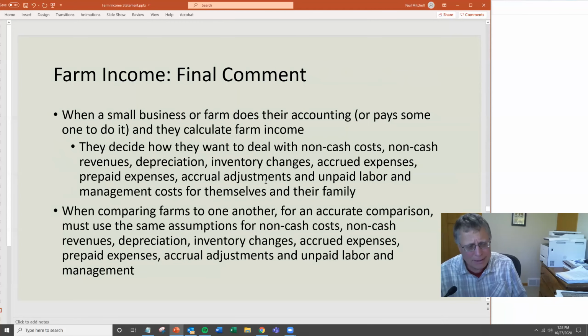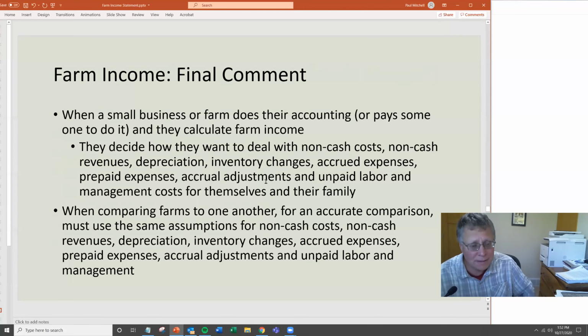The last comment I'd like to make is that any small business, any farm that does their accounting, or more likely pays someone to do it for them, is going to calculate their farm income. They're going to do it for taxes, but they're going to have to decide how to deal with these non-cash costs and non-cash revenues, things like depreciation, inventory changes, accrued expenses and prepaid ones, and making accrual adjustments or not making them. Are they going to formally think of it as unpaid labor and management for themselves and their families? Are they going to take care of all that stuff?